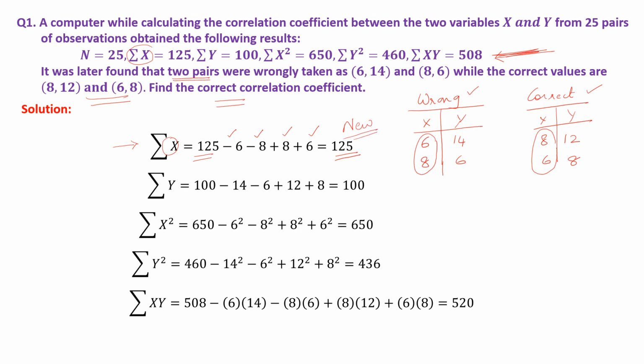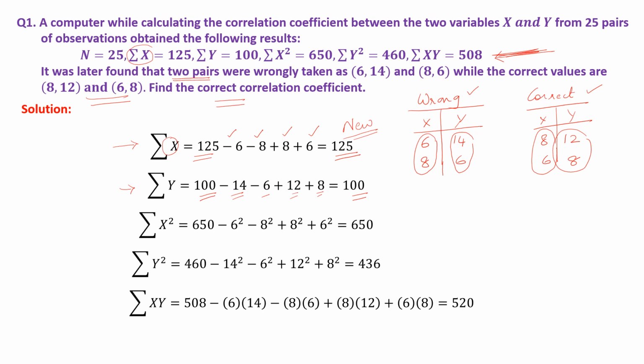Similarly, now move to the next summation value, sigma y. The total is given to be 100. Now the wrong values have to be subtracted, that is 14 and 6 are to be subtracted. So we write minus 14, minus 6. And now we include the correct values, which are 12 and 8, that is adding 12 and adding 8. Since the total of 14 and 6, and 12 and 8, is 20 in both cases, the new summation y value remains 100, no change.